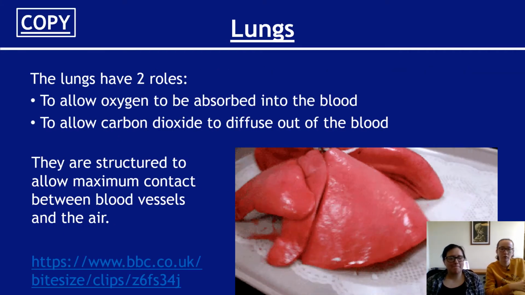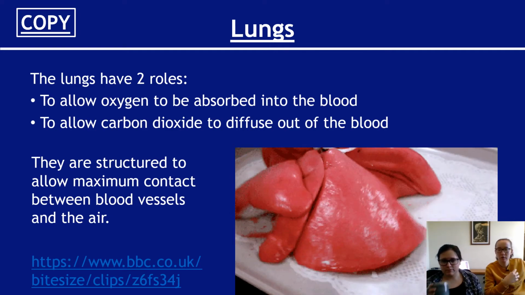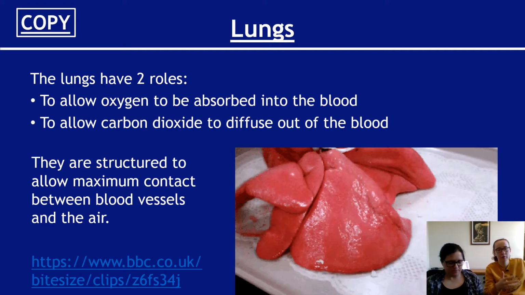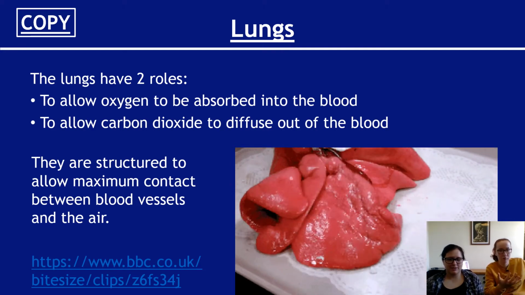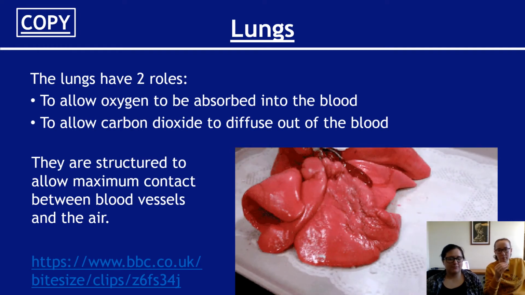Okay, so obviously your lungs are the kind of main organ we associate with your respiratory system. Now, the lungs have 2 main roles. They basically allow the oxygen that we breathe in to be absorbed into the blood, so it's going to diffuse into our bloodstream, and they allow the carbon dioxide that we are going to breathe out to diffuse out of the blood so we can breathe it out. And again, these structures are made to maximise the ability to have this exchange of materials, whether it be carbon dioxide or oxygen, as we go through it.